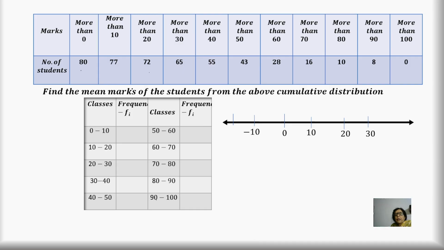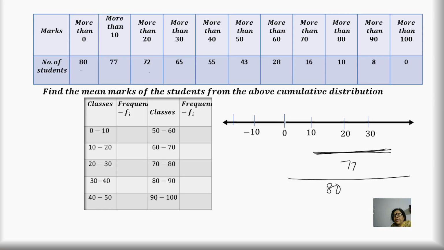Now let us see how to find the exact frequency. Now it's given that all the children are securing more than 0. More than 0, all the children that are securing is 80. So then more than 10 is 77. So if I take from more than 10 marks, the number of children are 77. And more than 0, the number of children are 80.